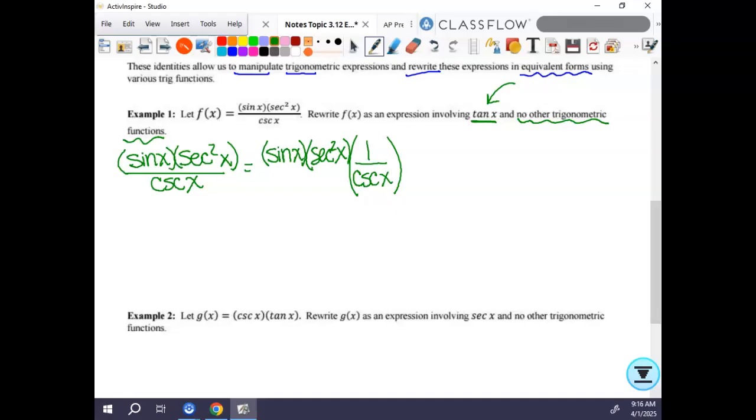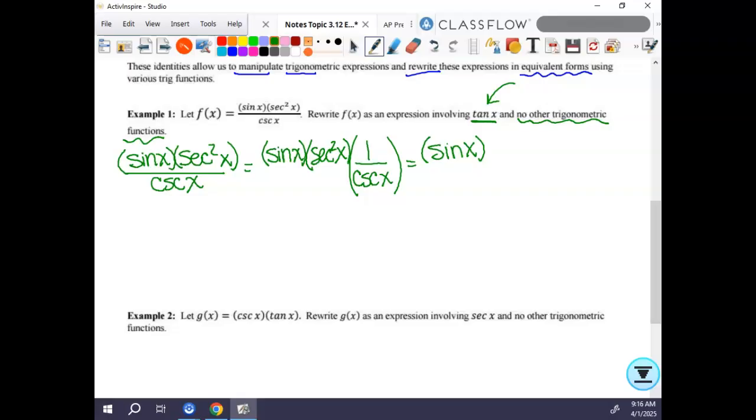All right, so if I'm trying to get to tangent and I'm thinking, okay, I'm going to try and do everything in terms of sine and cosine. Sine of x is totally fine just like it is. So sine of x is sine of x. All right, then I have secant squared. What is secant the reciprocal of?